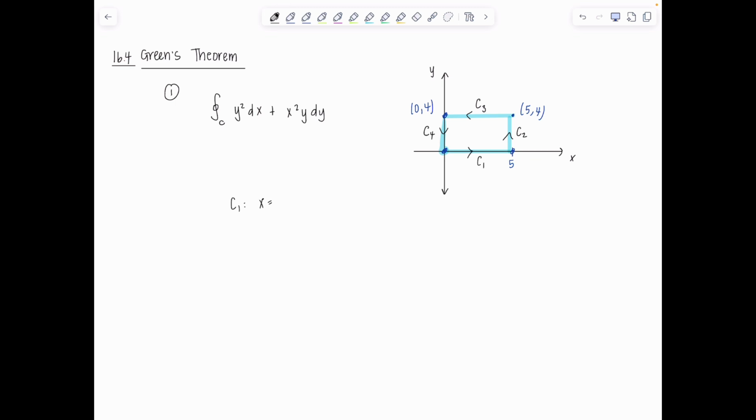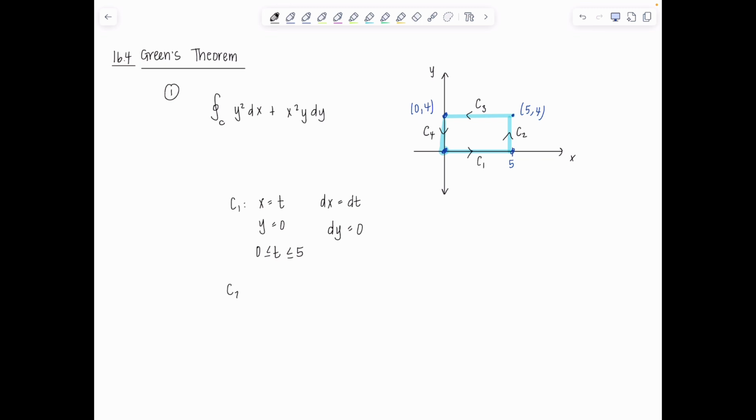x is equal to t, and y is equal to 0, on that entire line segment. And t should be between 0 and 5. Let's find dx and dy right now. So dx is dt, and dy is 0 dt. Let's just put 0.